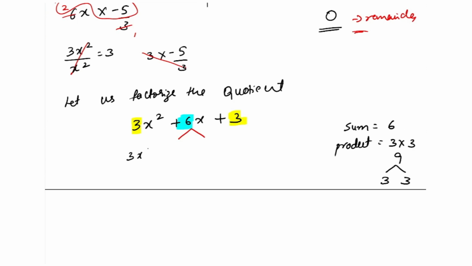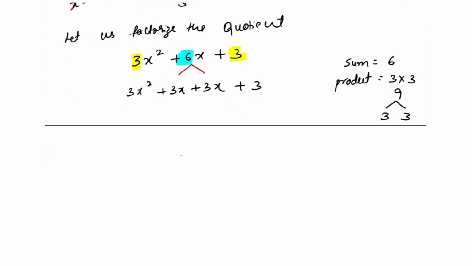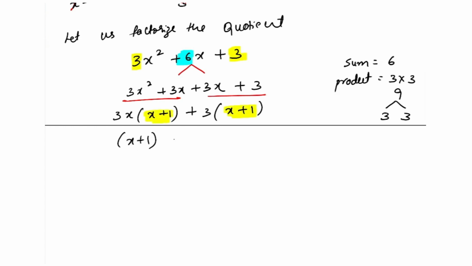Therefore 6x can be written as plus 3x and plus 3x. So we have split 6x as 3x and 3x in such a way that when we add we'll get 6x. Here in our first two terms, 3x is common, so we'll take out 3x common. We'll be left with x plus 1. And in these two terms, 3 is common, so we'll be left with x plus 1. So in both the terms, x plus 1 is common. If we take x plus 1 common, we'll be left with 3x plus 3.